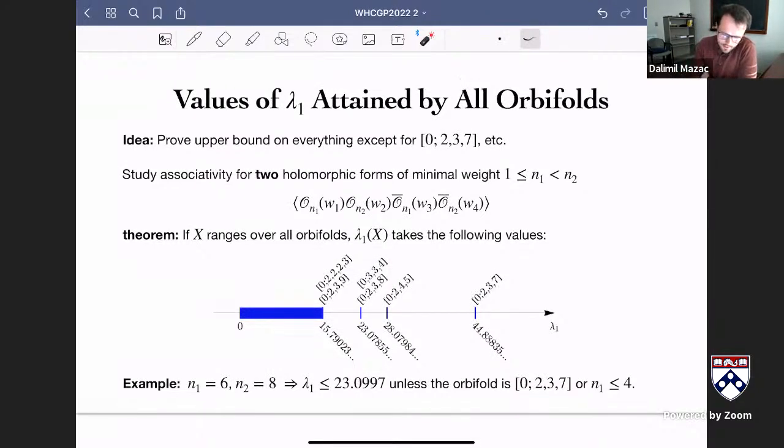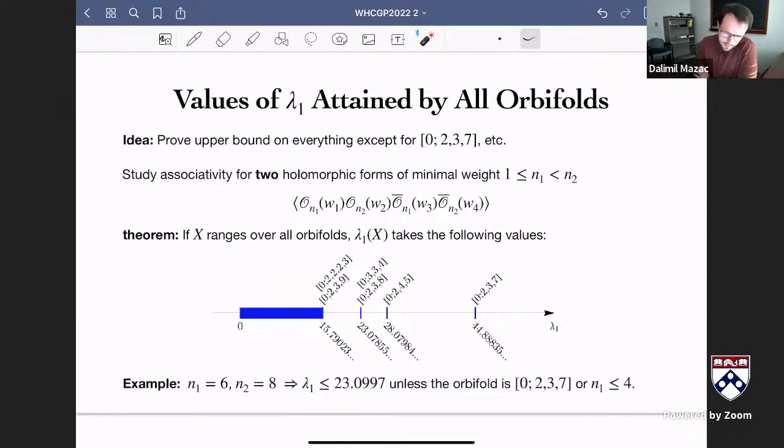Next is this: how do we get this picture? So this is the picture. What are the possible values of lambda 1 when we range over all hyperbolic orbifolds? Now, the idea is quite simple. We already know that there is nothing above about 44.88835. So what we need to do, for example, to show that there is an isolated point here, we just need to prove an upper bound on everything which is not the 237 triangle.